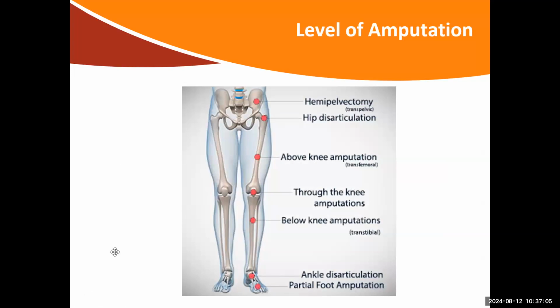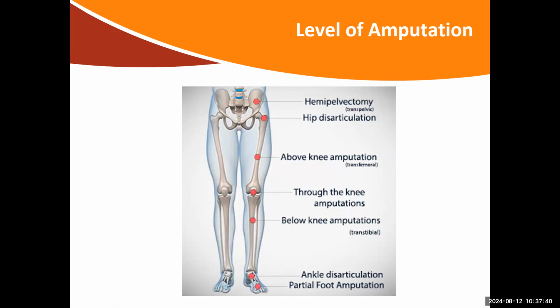So for amputation, you have different levels. It could be amputated through the joints, so you have hip disarticulation, through knee amputation, or ankle disarticulation, or you can have hemipelvectomy. In some patients who have cancers over the pelvic bone, you may have part of the pelvis excised. I've got a patient who had a hemipelvectomy.